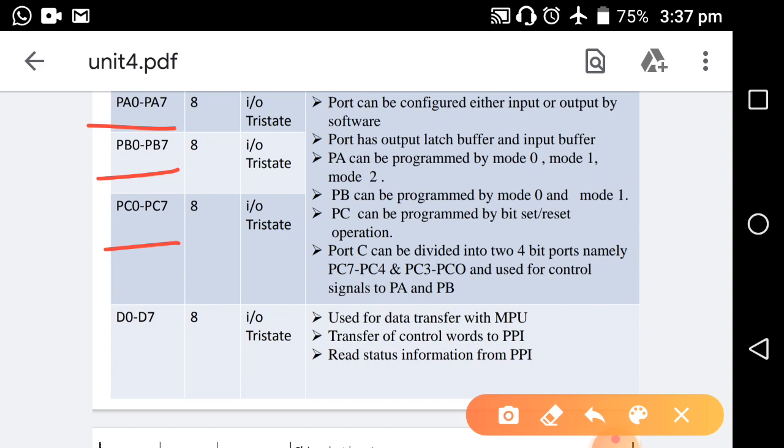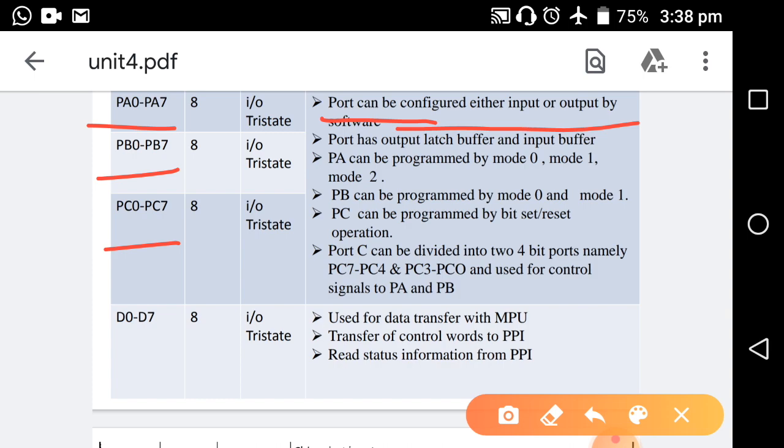So the ports can be configured. These ports can be configured as input or output by the software. Some 8-bit data pattern is written in the control register. According to this, these ports can be selected as the input port and the output port.